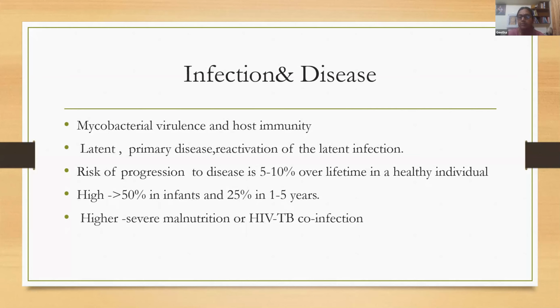It will be more for a smaller infant. And that means in infants, it will be around 50%, whereas over 1 year, it may be around 25%. In our place, severe malnutrition is a very important condition which results in an increased burden of tuberculosis. Similarly, is HIV, but fortunately, HIV TB co-infection is less in our country.